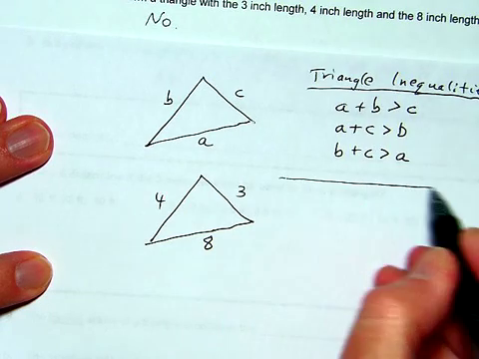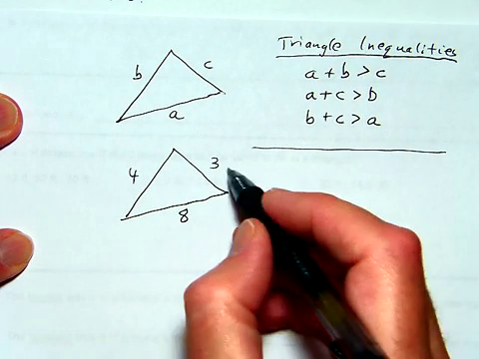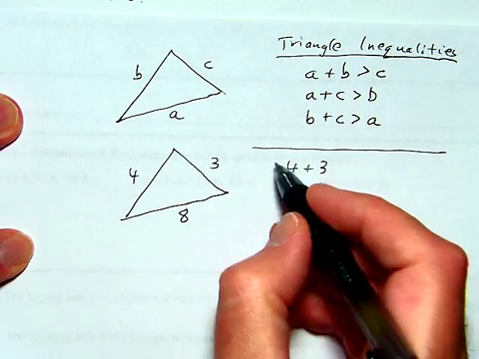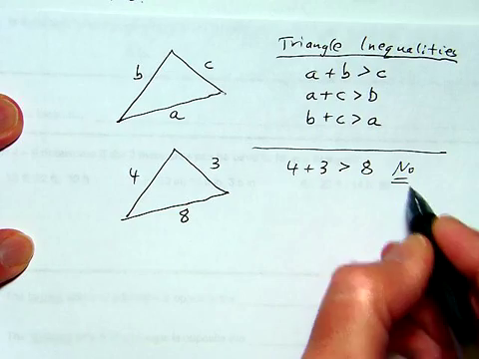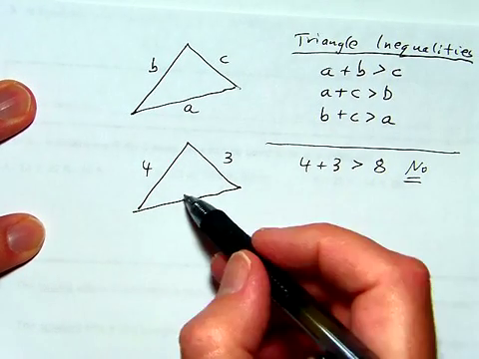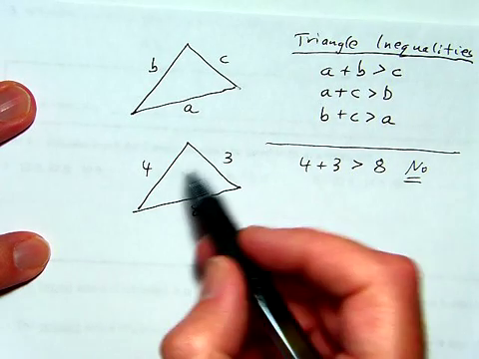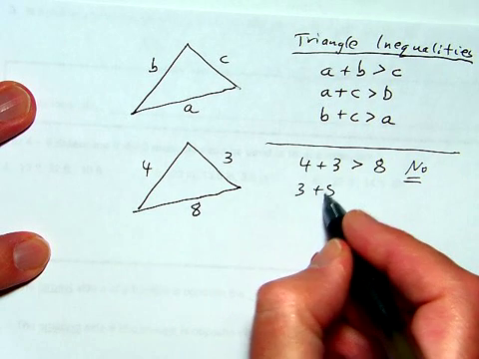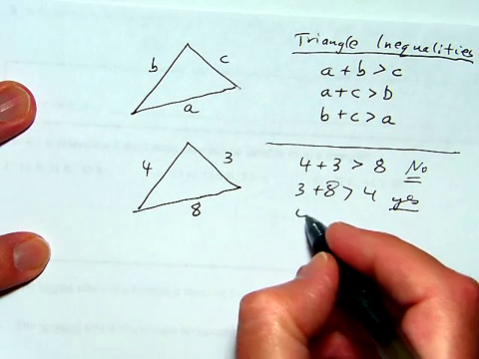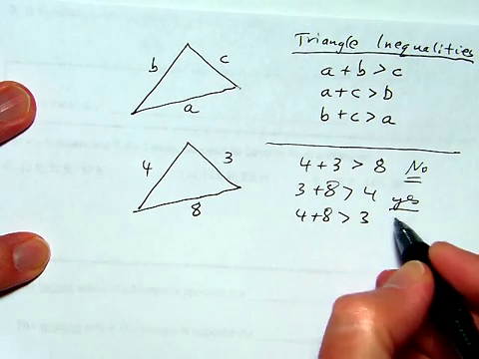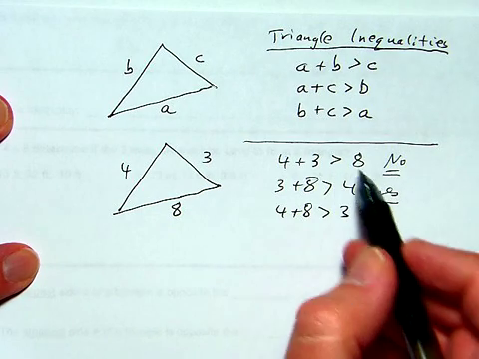And let's see if each of the three sides meets the triangle inequalities. Well, 4 plus 3 is 7. Is that greater than the remaining side 8? No. Okay, so we already know this triangle is impossible because it does not meet this triangle inequality. Well, let's try the other triangle inequalities. 3 plus 8. Is that greater than the remaining side 4? Yes. How about 4 plus 8? Is that greater than the remaining side 3? Yes. But still, we have one triangle inequality that is not fulfilled, and therefore this triangle is impossible.